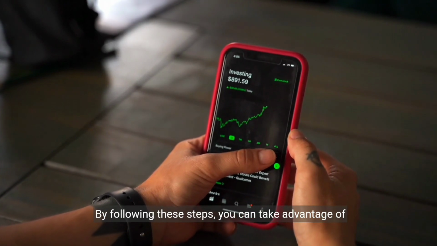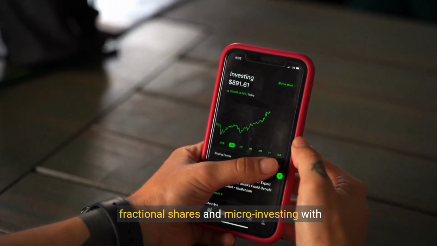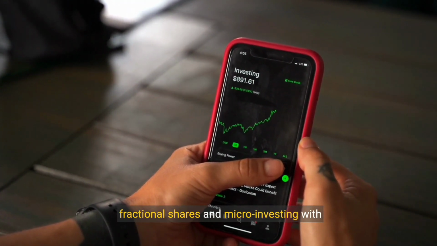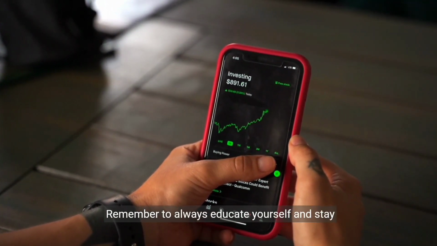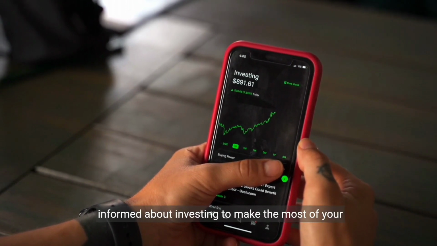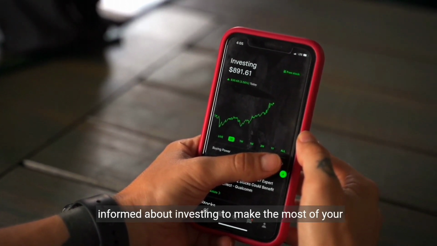By following these steps, you can take advantage of fractional shares and micro-investing with robo-advisors in 2024. Remember to always educate yourself and stay informed about investing to make the most of your investment journey.